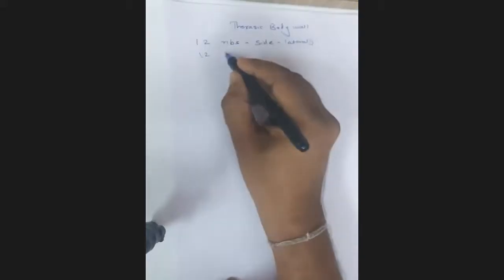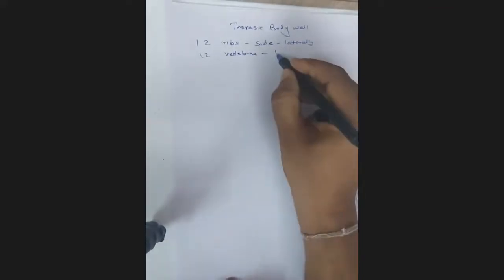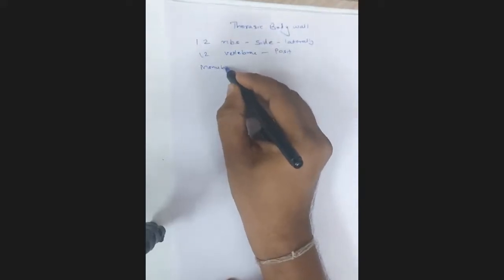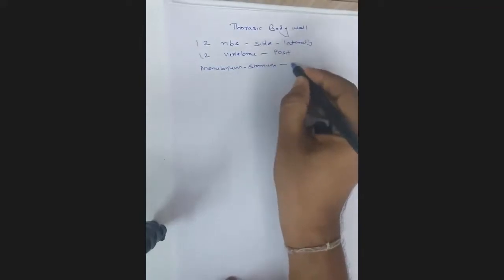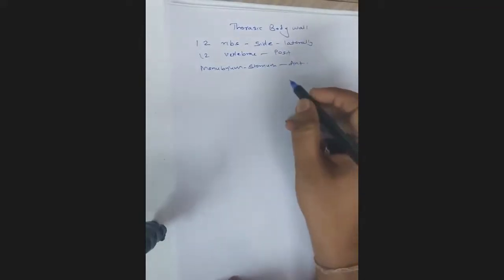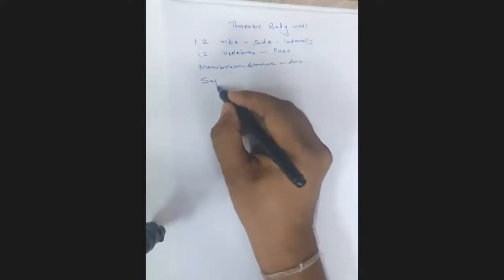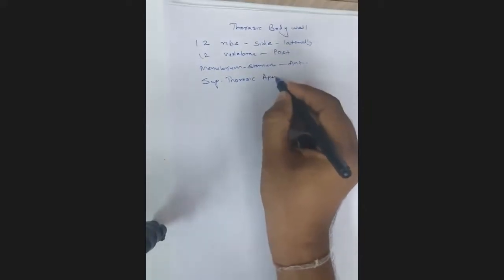There are 12 vertebrae which are there posteriorly. There is the manubrium and the sternum which is there anteriorly. There is the superior thoracic aperture, which is closed by the suprapleural membrane, or this is also a diaphragm which is separating the neck from the thorax.